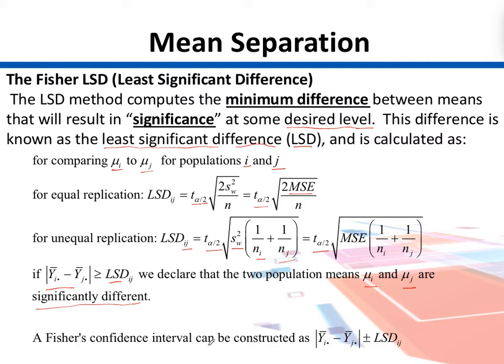The confidence interval can also be calculated for this difference, and that is the difference which we get from them plus or minus LSD for that particular ij.